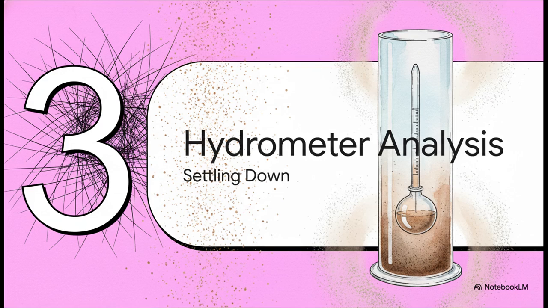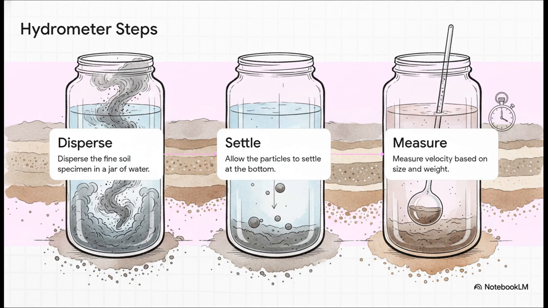Which brings us to part 3, settling down, hydrometer analysis. But hey, what about the dust? The stuff that's so incredibly fine it falls straight through that bottom number 200 screen. You can't just shake fine-grained silts and clays through a screen. It just won't work. So we switch gears to hydrometer analysis. This is actually based on the principle of sedimentation. We basically take that fine dirt, drop it into a tall glass jar of water, and watch how fast it sinks. Since different particles settle at different speeds based on their size and weight, engineers can map out those microscopic grains just by timing how long it takes them to hit the bottom.